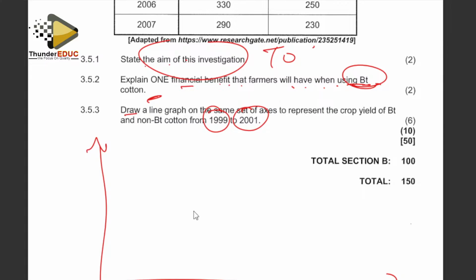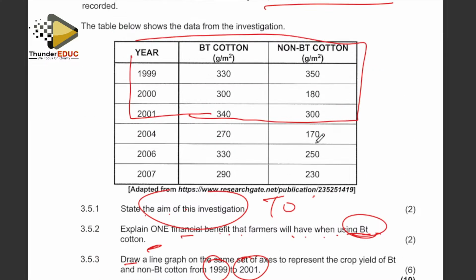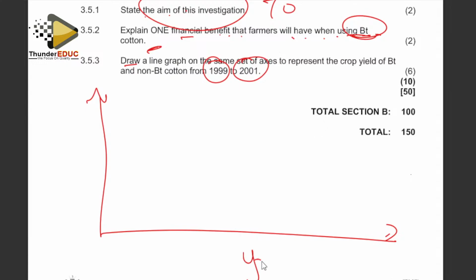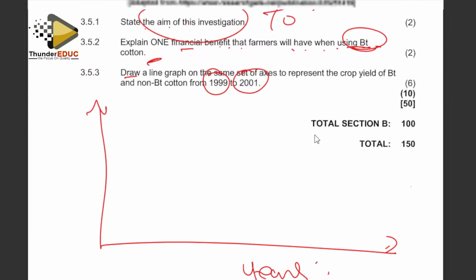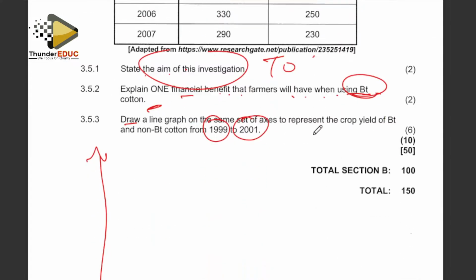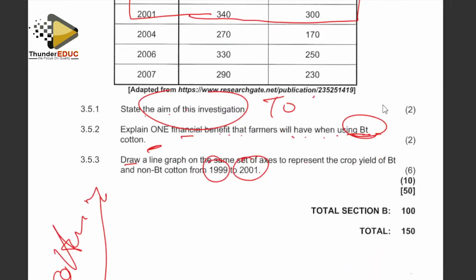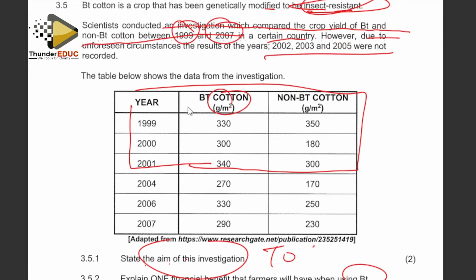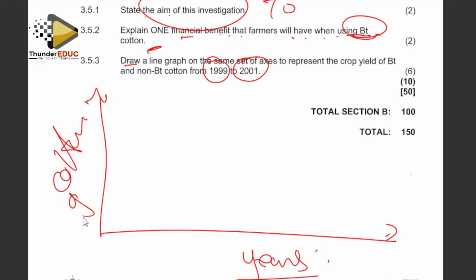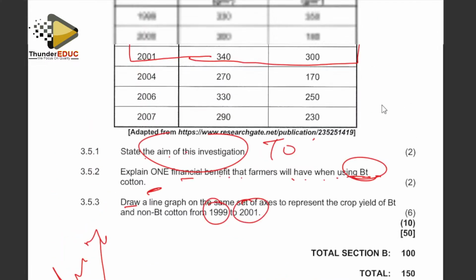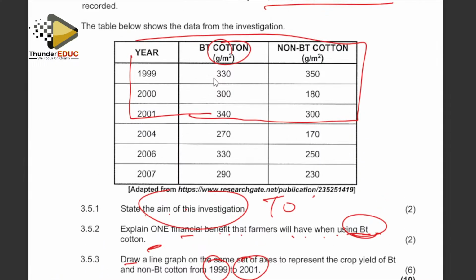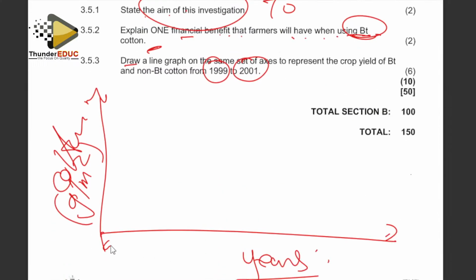So you have to draw, meaning the years are supposed to be there. And then you have cotton, which is supposed to be in grams per meter squared. Meaning now you're going to draw a graph. Make sure that you start with 1999, 2000, and then 2001.